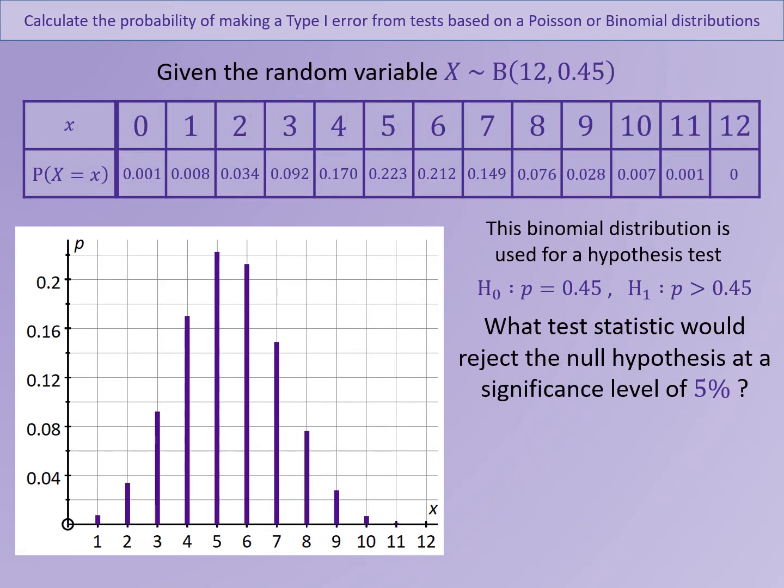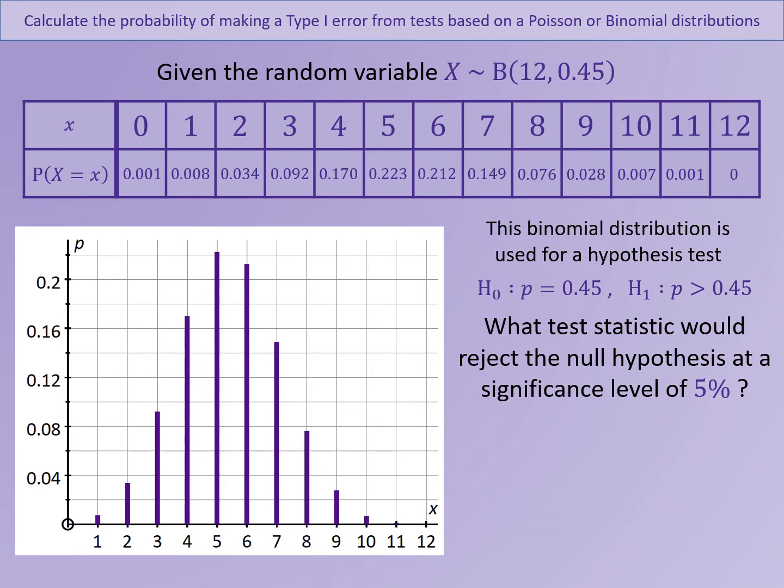We're now going to consider type 1 and type 2 errors in the context of a binomial distribution. So here we're going to let x be modelled with a binomial distribution with n equals 12 and p is 0.45. So this is the table of values for the distribution, and this is the graph that we get by plotting those probabilities.